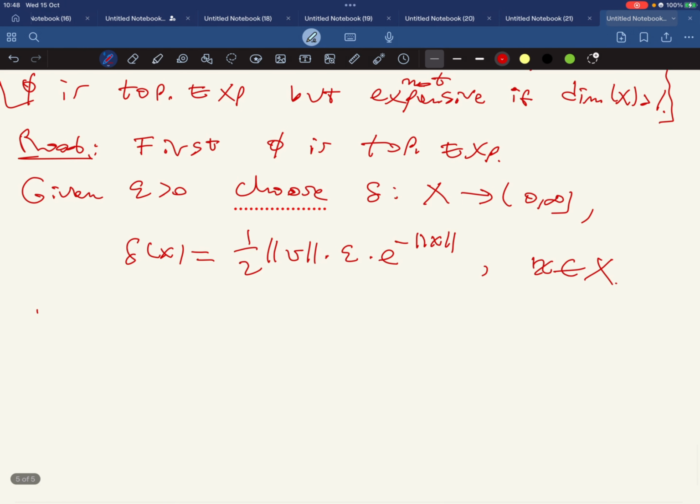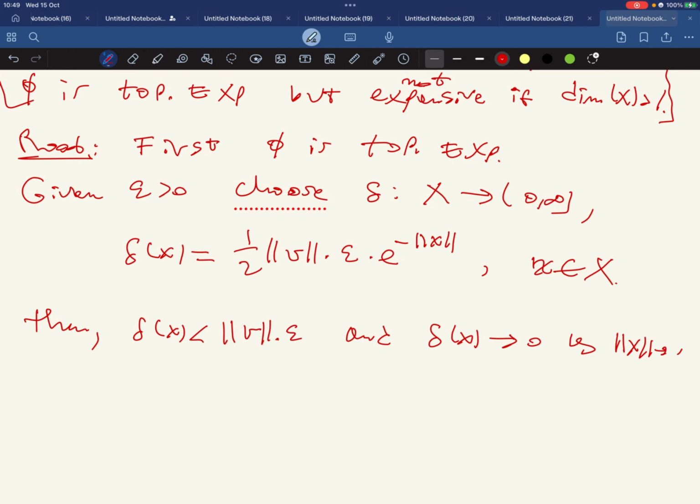Okay, we have then what property? What is the property of this function? Delta x is less than the norm of b multiplied by epsilon, and also delta of x goes to 0 as the norm goes to infinity.